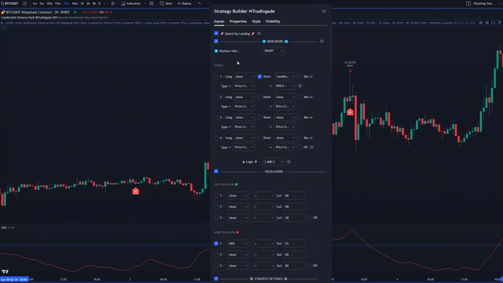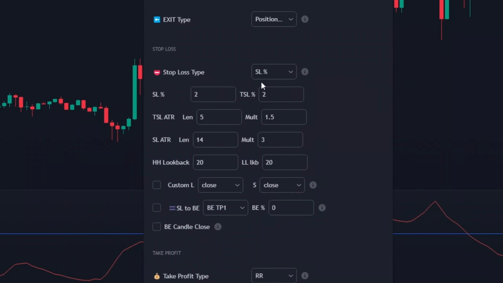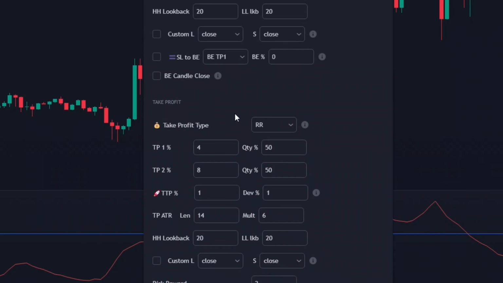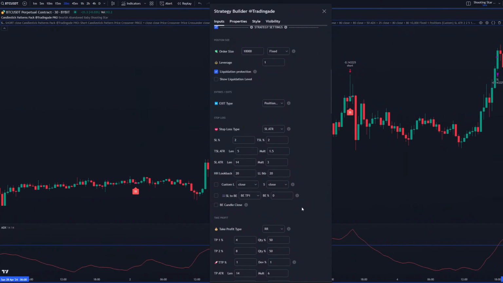Because we want to keep the strategy as simple as possible, we just need to configure our exit signals, and we will set them based on the ATR bands. We go here in the stop loss type and we will select stop loss ATR, whereas for the take profit we will set a risk reward. And that's all, our strategy is ready to backtest. So let's jump into backtest results.